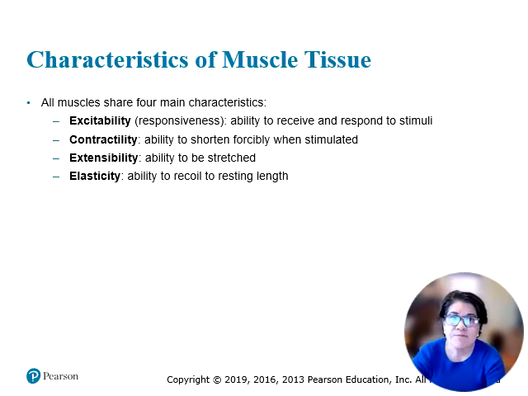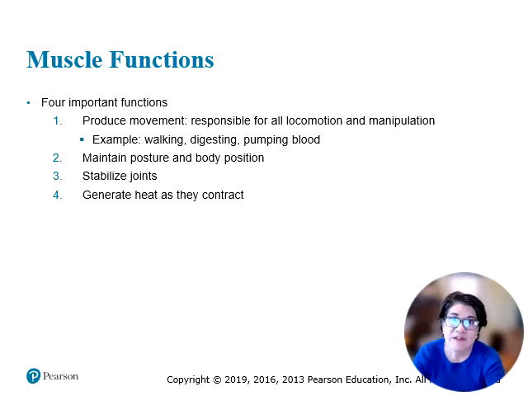Okay, so there's 4 characteristics that all muscles share. They have excitability, so they respond to stimuli. They contract, which means they shorten. They can be stretched, and they are elastic, so they can recoil. Now, 4 important functions that muscles do. They produce movement, so they move our body. They move stuff around our body, like food and blood and poop and pee and all of that, babies. They help us maintain posture and position, stabilize our joints, and then they generate heat. Most of the heat that our body generates is from our muscles.